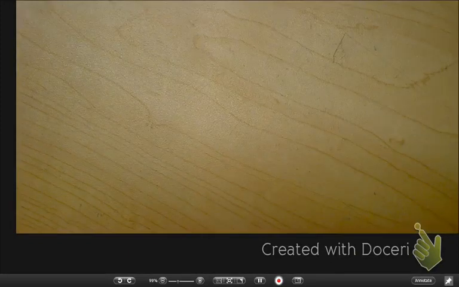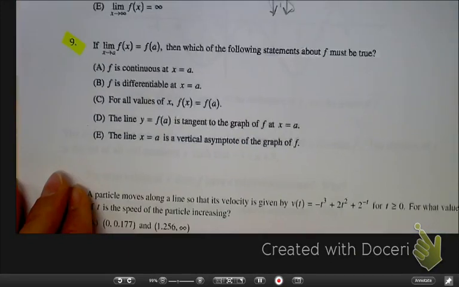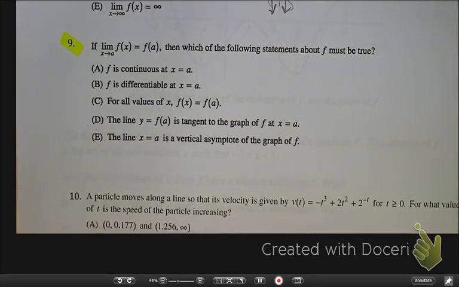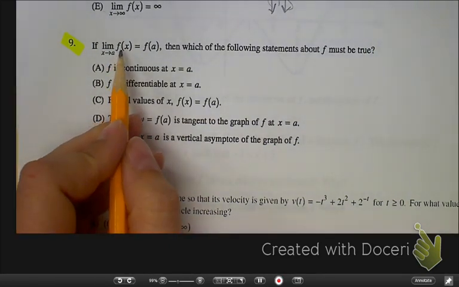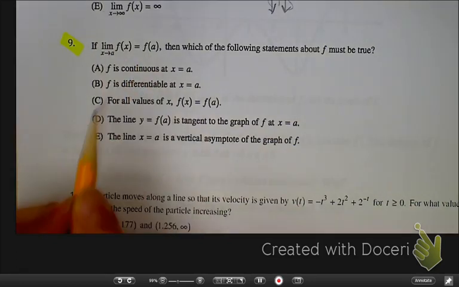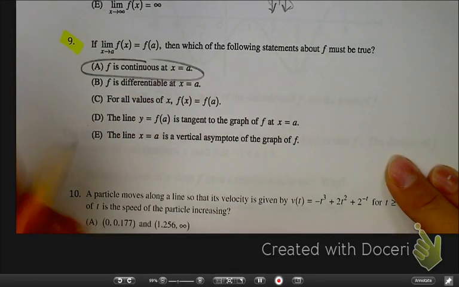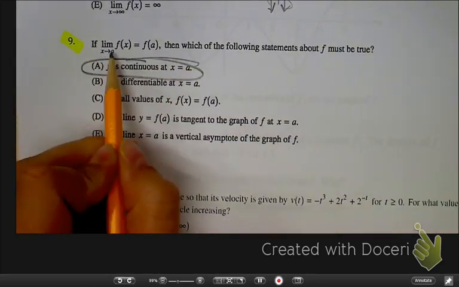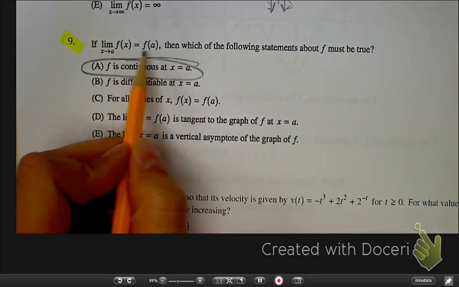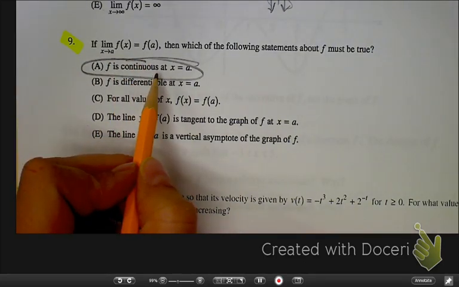Let's look at number 9. Number 9 says the limit as x approaches a equals f of a, then which of the following statements about f must be true? Remember that we talked about this as the definition of continuity. We talked about this earlier in the video, so I know A is a true answer. Remember, in order for something to be continuous, the limit has to exist, the function has to exist, and they have to be equal to each other. So that is literally the definition of continuity.